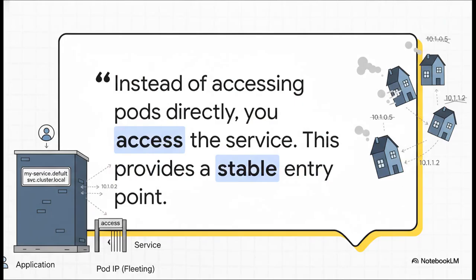So the most important thing to get is that a service provides us a stable address we can actually count on. It completely separates the identity of our application from the temporary network locations of its pods. This idea is a huge part of site reliability engineering, building systems that are self-healing and reliable by design.